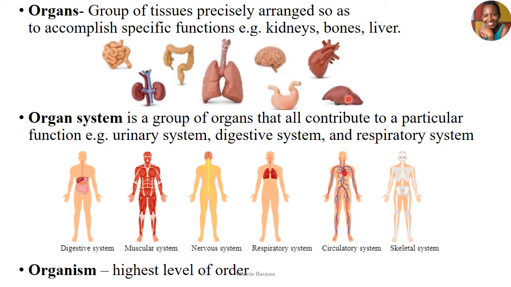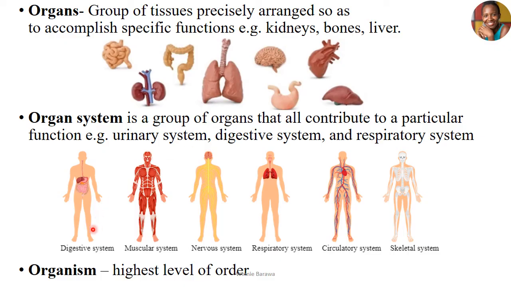But when these different parts of our body are brought together, they can give us an organ system. So when specialized organs are put together, they give us an organ system. By definition, an organ system is a group of organs that contribute to particular functions. So we have almost 11 organ systems, starting with urinary, digestive, respiratory, and so on.